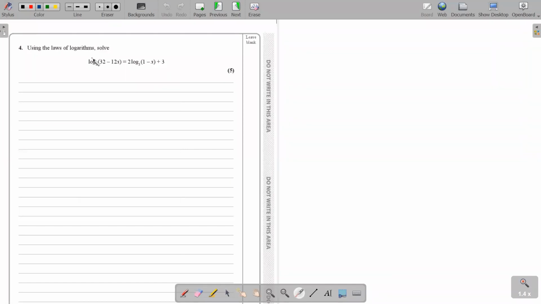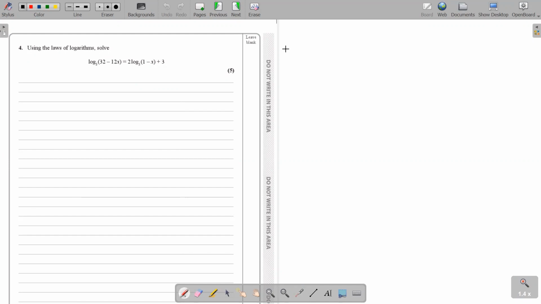Question number 4. Using the laws of logarithms, solve logarithm of 32 minus 12x to the base 3 equals 2 times logarithm of 1 minus x to the base 3 plus 3. Okay. So how do we solve logarithms? So mainly one of the easiest techniques that we do is we normally take logarithms to one side. That's one thing we could do here.